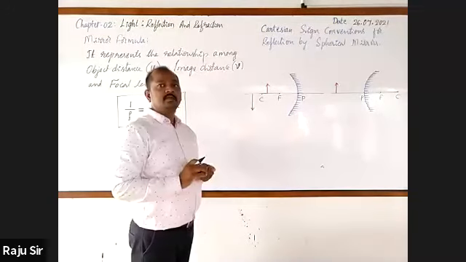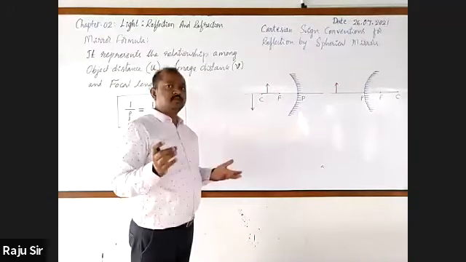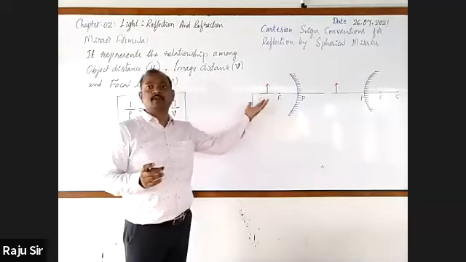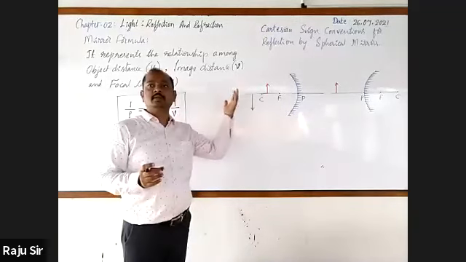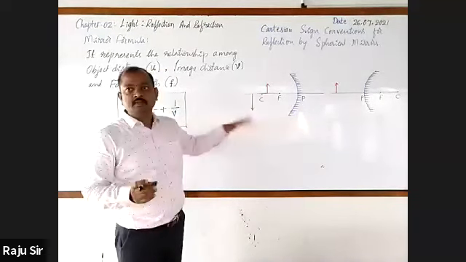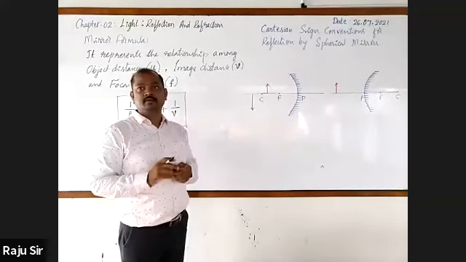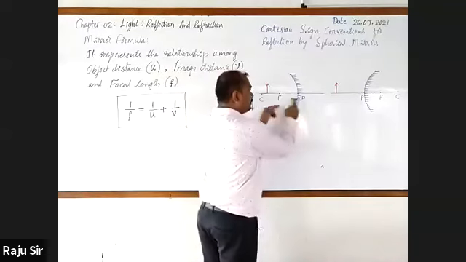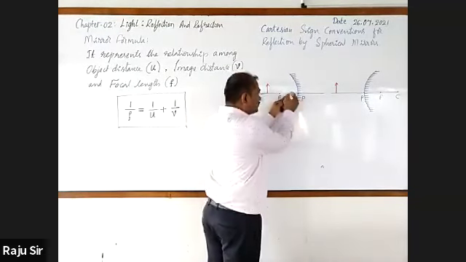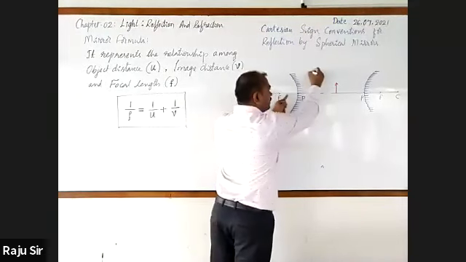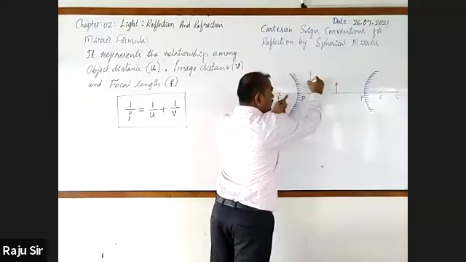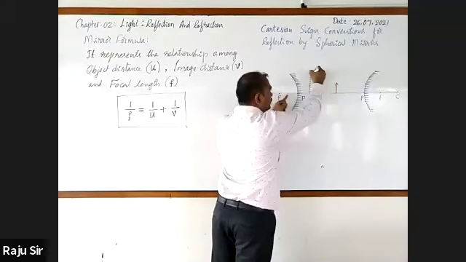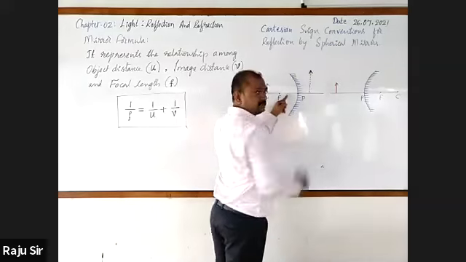Next, we also know that in case of concave mirror, all the images will be inverted except one. When the object is between P and F, only then the image will be upright. I am showing that with the dotted line. This is the one exception.